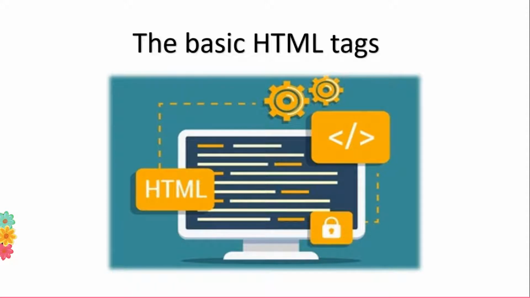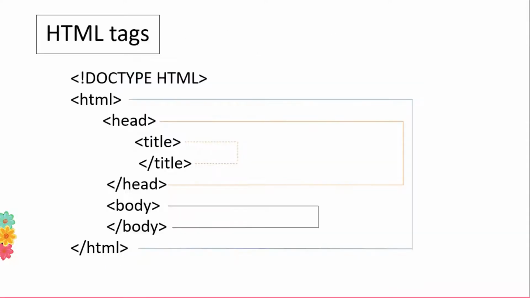The basic HTML tags. This is the structure of an HTML document. Doctype HTML specifies the version of HTML, and we open the HTML tag and close that HTML tag. The HTML tag contains two parts, the head and body. The head tag contains the title tag.